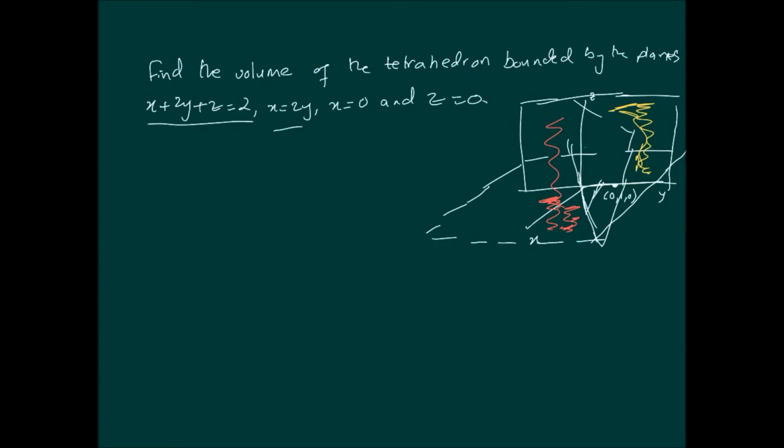Okay, so we have one point here, and then we have another point. This plane actually will go up here and intersect somewhere on the z-axis. So that happens when x and y are both 0. So when x and y are both 0, you get z equals 2. So we have (0, 0, 2).